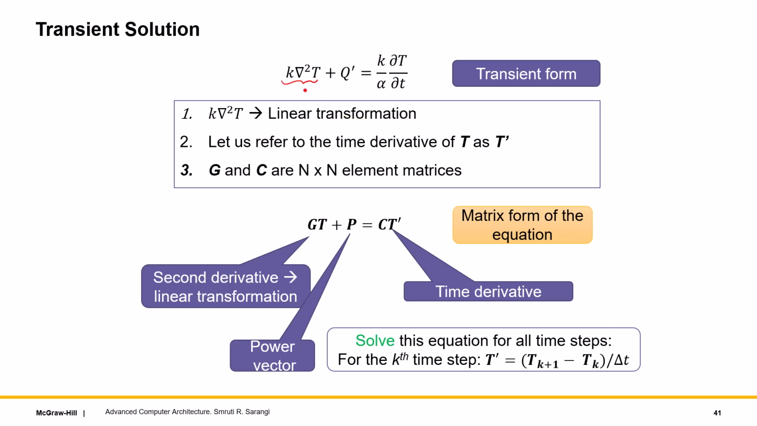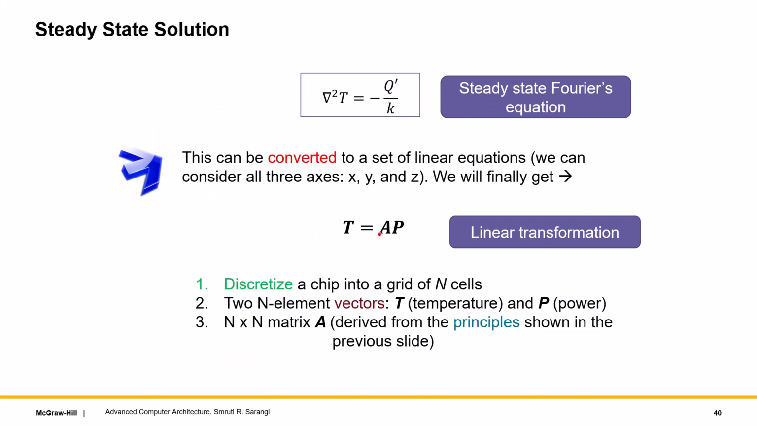So this is a linear transformation if we convert it to a matrix-based linear algebra system. Let's refer to the time derivative of the temperature T as T dash, and let's try to convert this equation into a linear algebra equation using similar finite difference approximations. Given that the second derivative is a linear transformation, we arrive at this point. If you look, this is not very different from this, in the sense that the other term is 0.